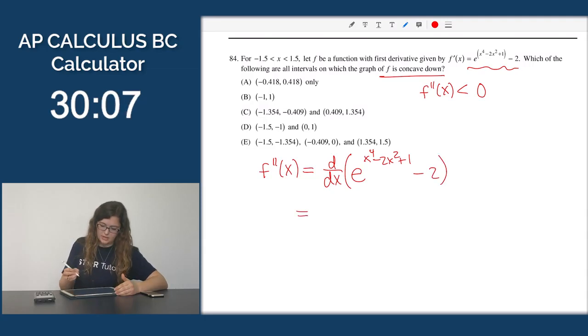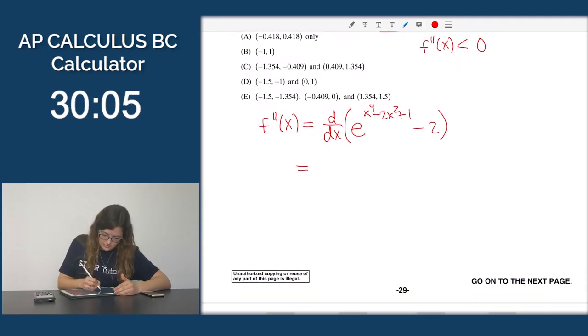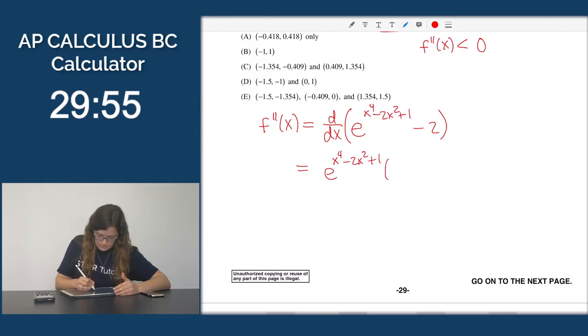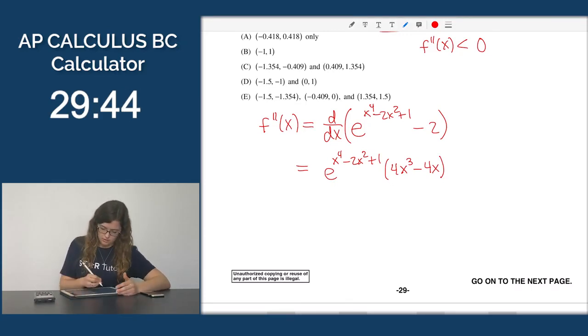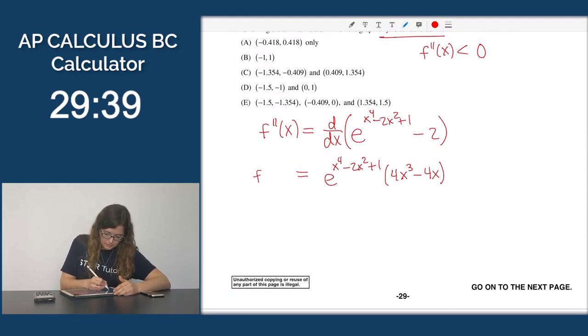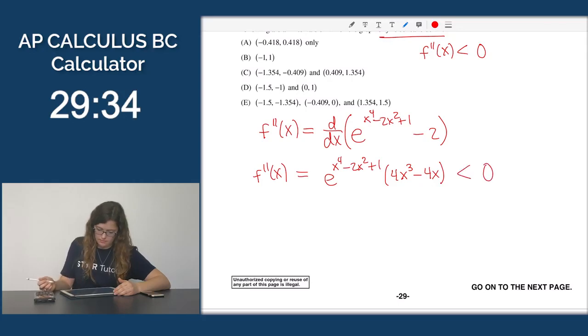Okay, so I differentiate e, and when you do that, you just get e raised to the same thing, but then you have to remember the chain rule. So I have to remember to multiply by the derivative of that exponent, which is going to be 4x cubed minus 4x plus 0. And then the derivative of negative 2 is just 0. So this is my second derivative. Lovely. And I'm looking for where this function is negative.